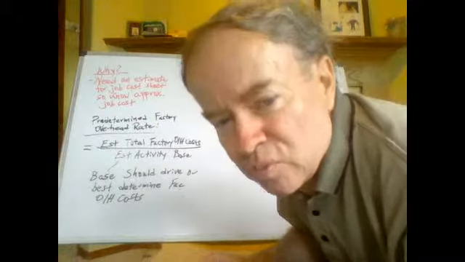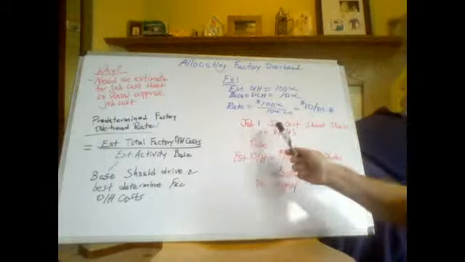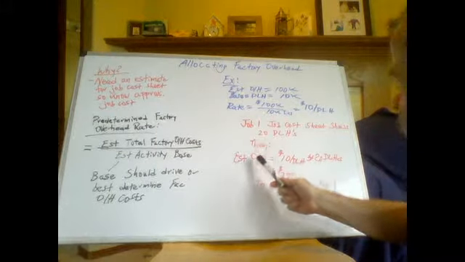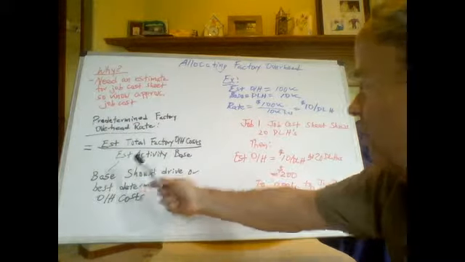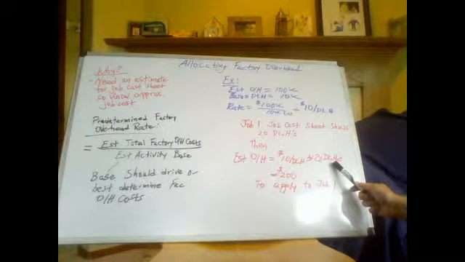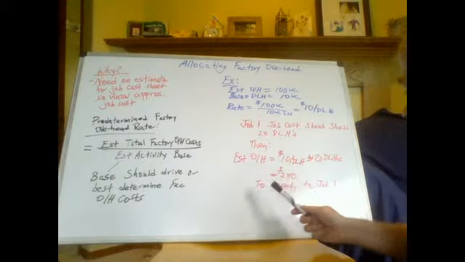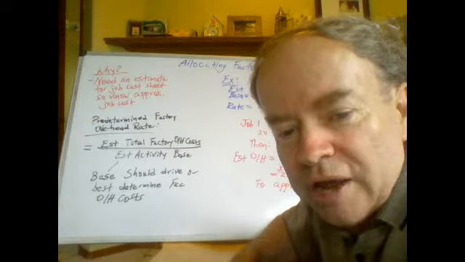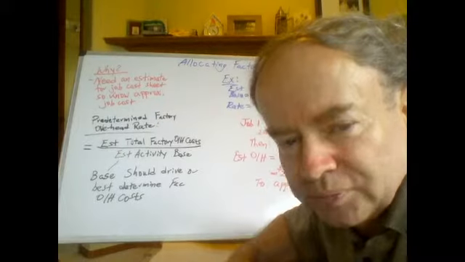So now let's assume that the job cost sheet for job 1 shows that there's 20 direct labor hours. Then for job 1, the estimated overhead would equal $10 per direct labor hour times the 20 direct labor hours, or $200. And then we apply that to job 1. So job 1 would have $200 applied for factory overhead.